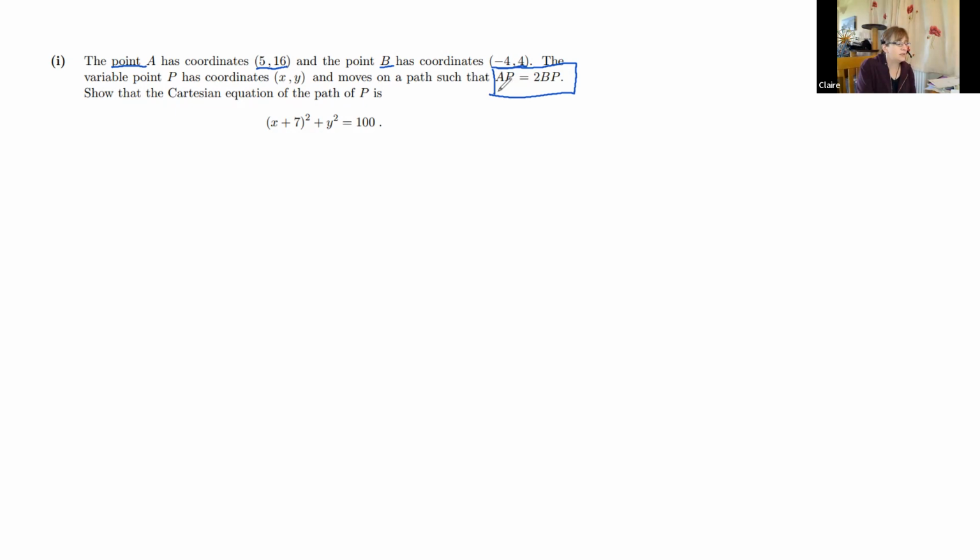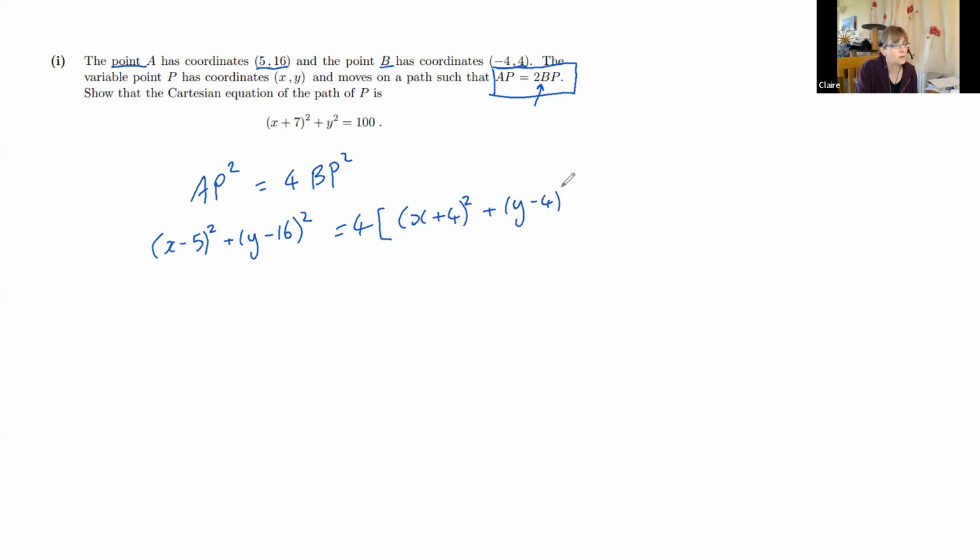Okay, it's a bit easier. So instead of doing AP equals 2BP, if instead we do AP squared equals 4BP squared, not forgetting to square that 2 as well. So the distance between A and P all squared is x minus 5 squared plus y minus 16 squared. So that's just using Pythagoras' theorem. The distance between B and P squared is x plus 4, because it's minus 4, squared, plus y minus 4 squared. And then we have this 4 on the outside.